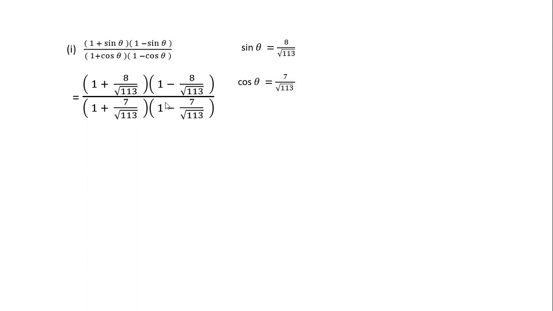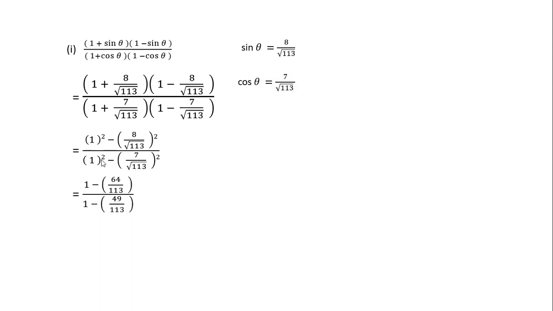Now you see here, you don't try to multiply. Here we have a plus b, a minus b. A plus b, a minus b is what? We are using that concept. This is a, this is b. A plus b, a minus b is equal to a square minus b square. So it is just 1 square minus 8 upon root 113 square, in the numerator, and a square minus b square in the denominator.